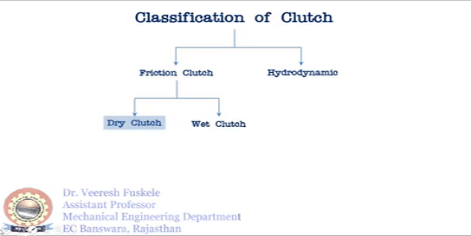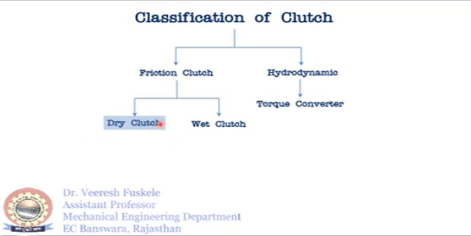So a common hydrodynamic moving of element is what is called as a torque converter, which is widely used in automotive transmission. So we will be focusing on dry clutches, which are very commonly used in manual transmission. So this is what we want to look.